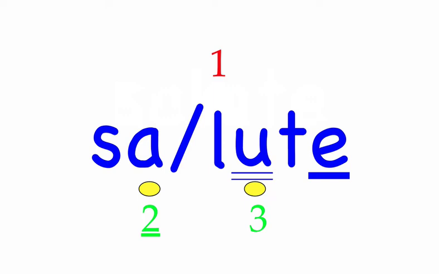Row 4, mind. Mind. I mind if you don't come with us. Mind. 4 sounds. M, I, N, D. Mind. Mark the word.